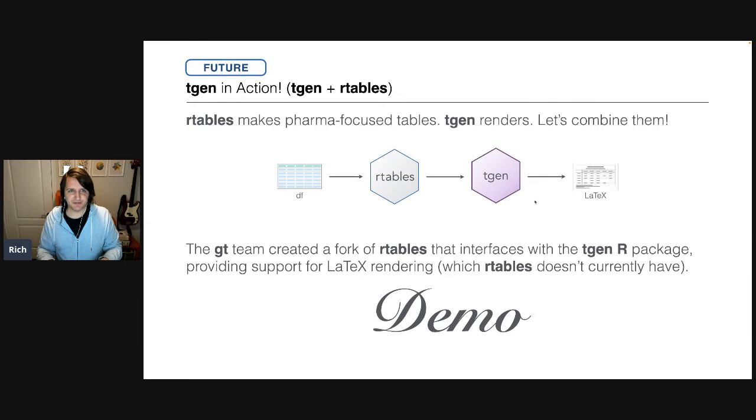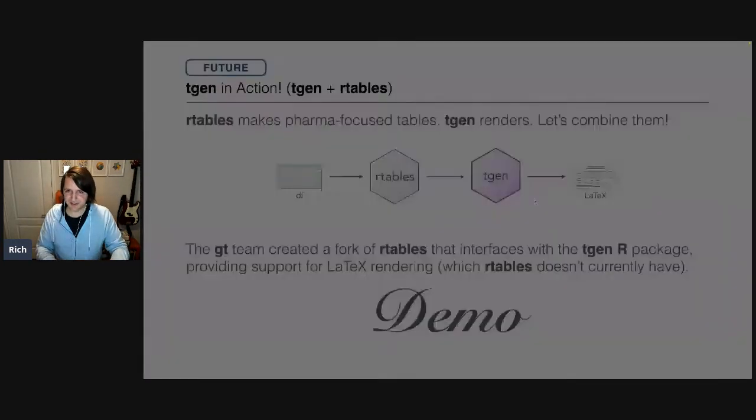So rtables makes pharma-focused tables, Tgen renders. Let's just combine them and see what we can do with it. So what we've done is we've created a fork of rtables that interfaces with the Tgen R package, and it provides support for LaTeX rendering, which rtables currently doesn't have. So let's actually see that in action.